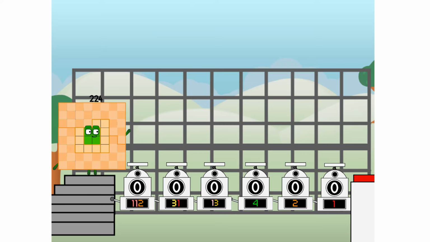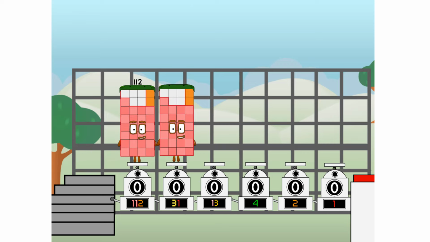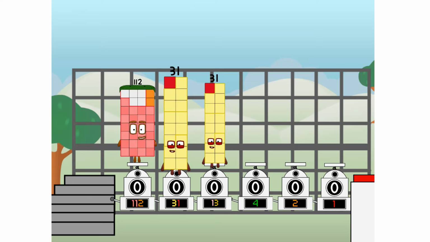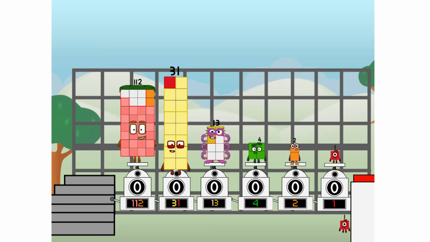First, I split in two. 112 and 31 and 13 and 4 and 2 and 1 and one more to press the big red button. Then you choose who's going up. One of me and none of me and one of me and one of me and none of me and one of me and fire.